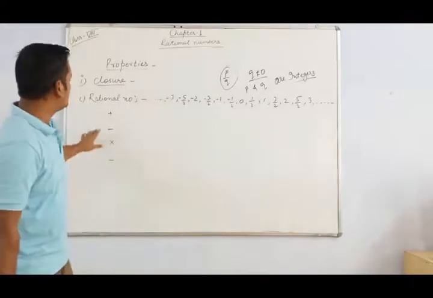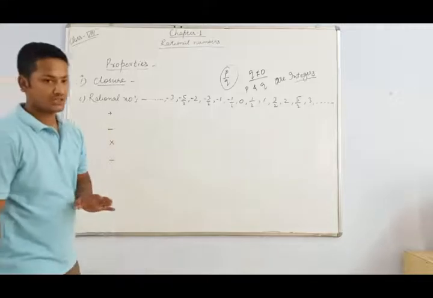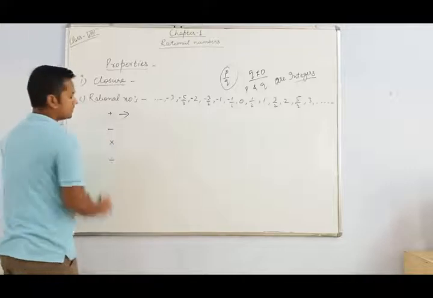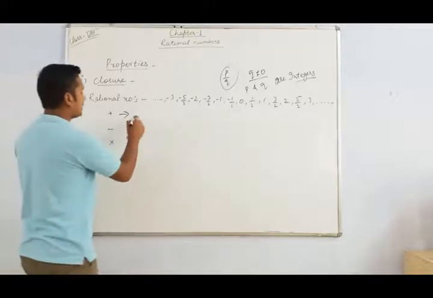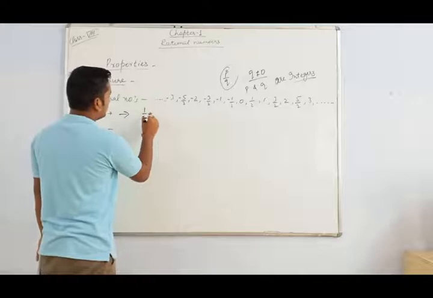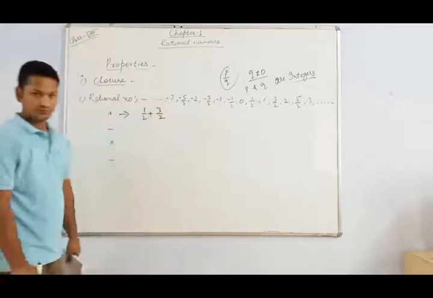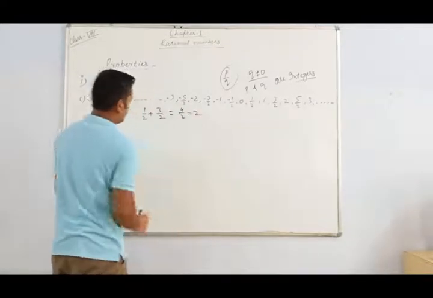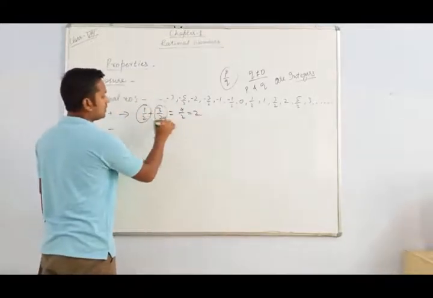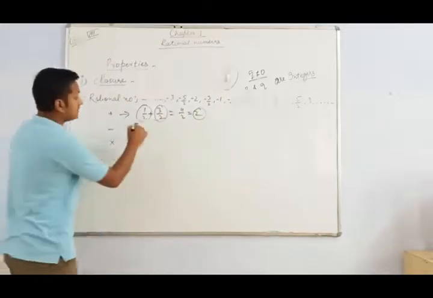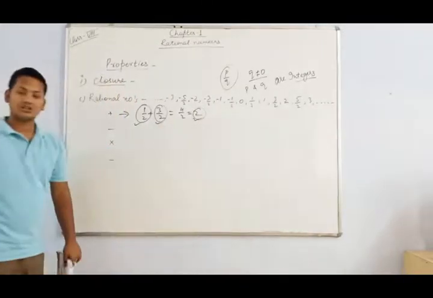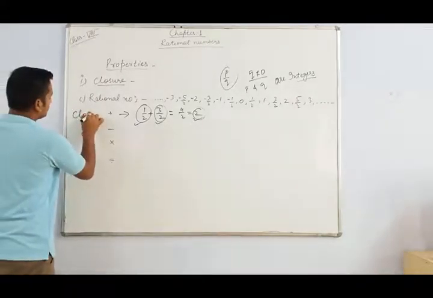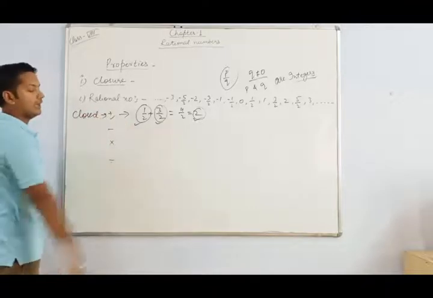So this is the basic definition, but we will be dealing here with the closure property of rational numbers. Let's see it. For addition, let's take an example, whether it is closed or not. Let's take one rational number 1 upon 2, another rational number 3 upon 2. The addition of these two will give you 4 upon 2, that is 2. This is a rational number, and this is also a rational number. That is, the addition of two rational numbers is giving you a rational number. That means rational numbers are closed under the operation of addition.